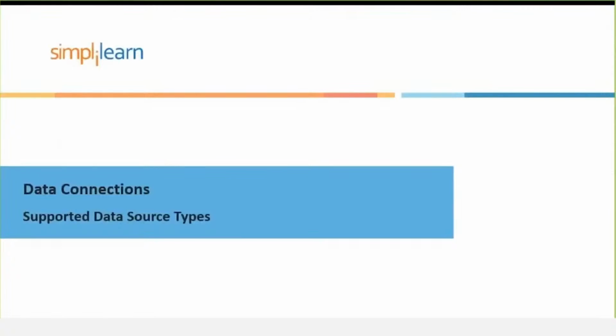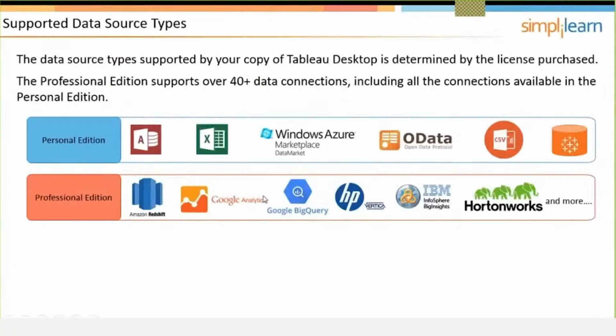All right. In terms of the supported data sources, a lot of you had questions about what kinds of data sources are supported. Tableau Desktop determines the support depending on the kind of license that you have purchased. Only when you have the required license will it support the different data source types. The personal edition allows you to use a lot of databases, but it is the professional edition that provides additional database options that you can connect to.